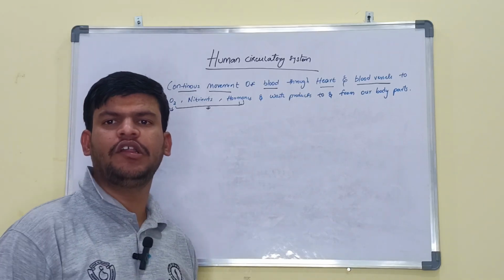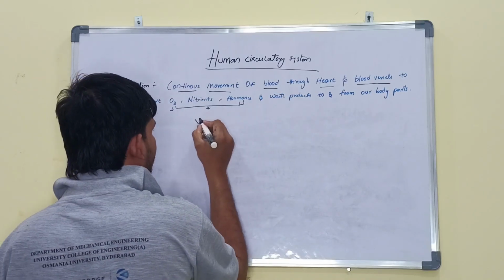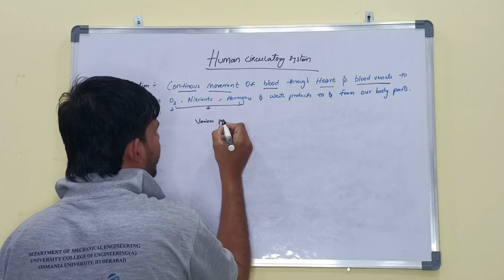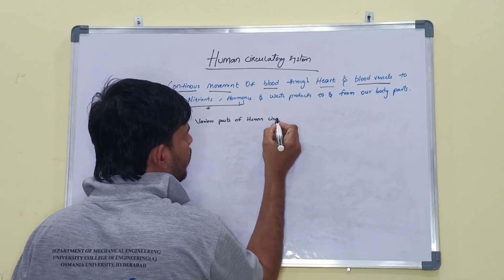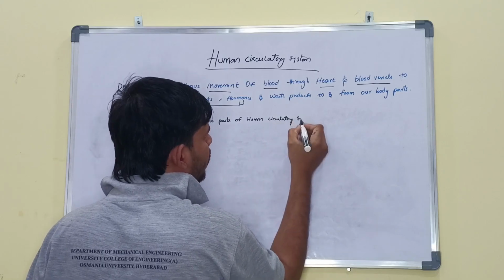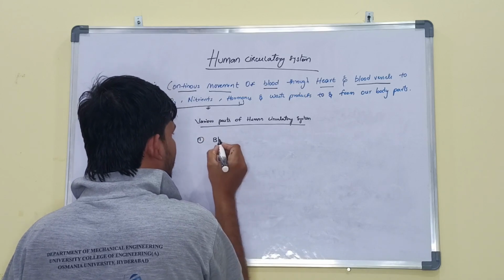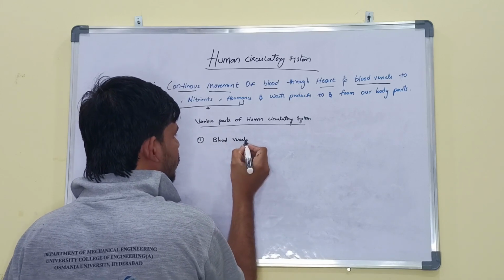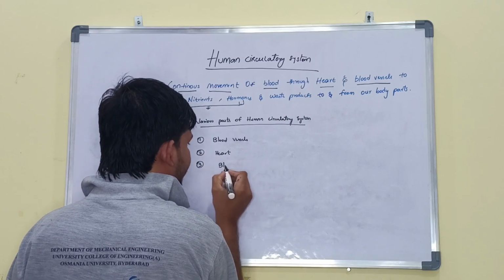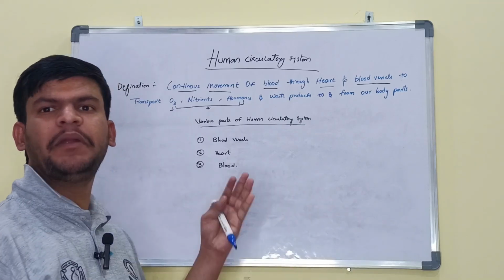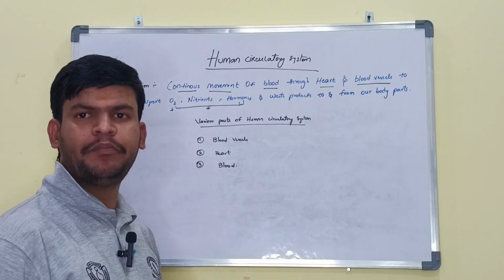Now we will discuss what are the various parts of human circulatory system. First one is blood vessels. Second one is heart. Third one is blood. We will be discussing one by one. Let's discuss what is blood vessels.